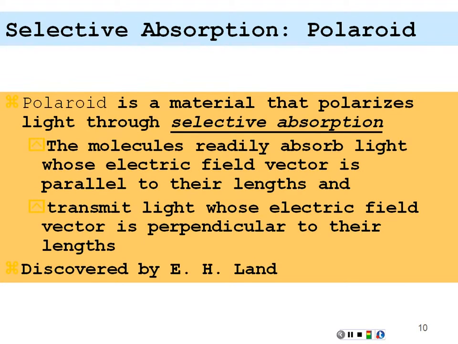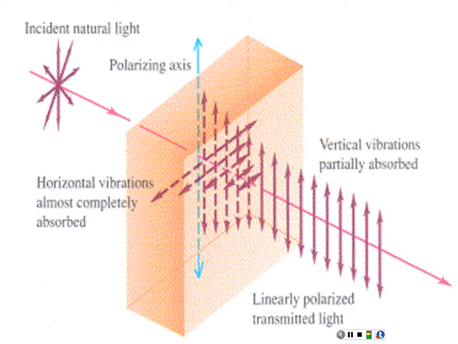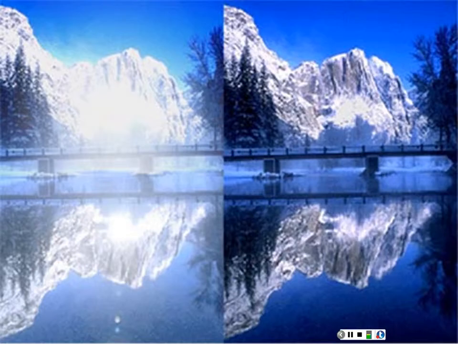Discovered by E.H. Land, and this led to Polaroid film. It looks like this. Light is preferentially absorbed in one direction, allowing the perpendicular direction to pass through, giving you polarized light in that direction. And it results in a clear resolution of the film.